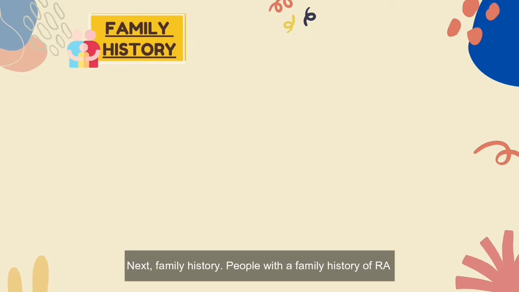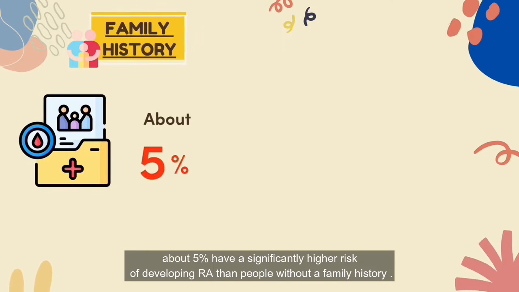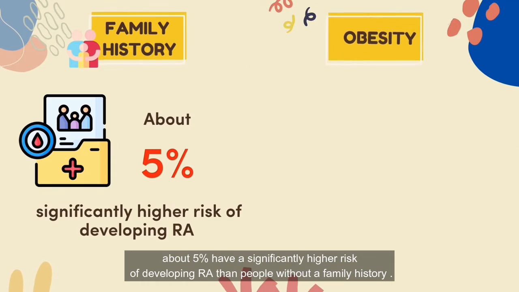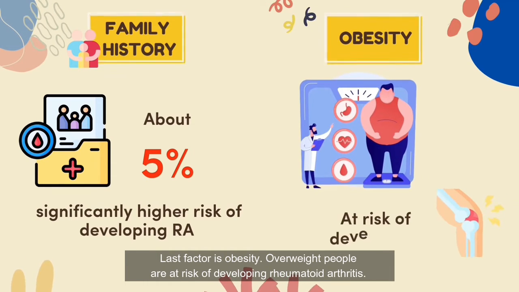Next, family history. People with a family history of rheumatoid arthritis, about 5%, have a significantly higher risk of developing this disease than people without a family history. The last factor is obesity. Overweight people are at risk of developing rheumatoid arthritis.